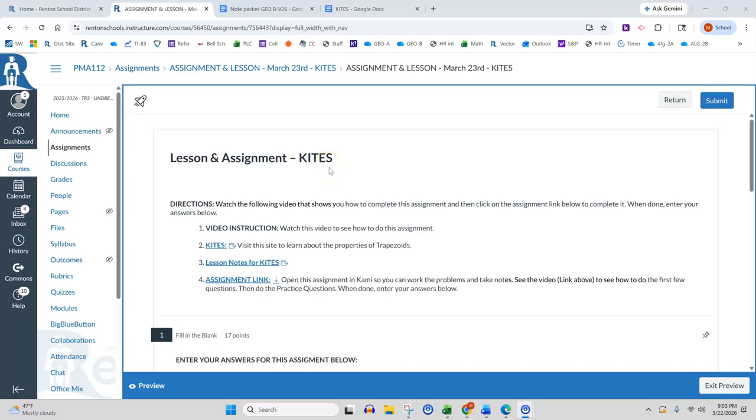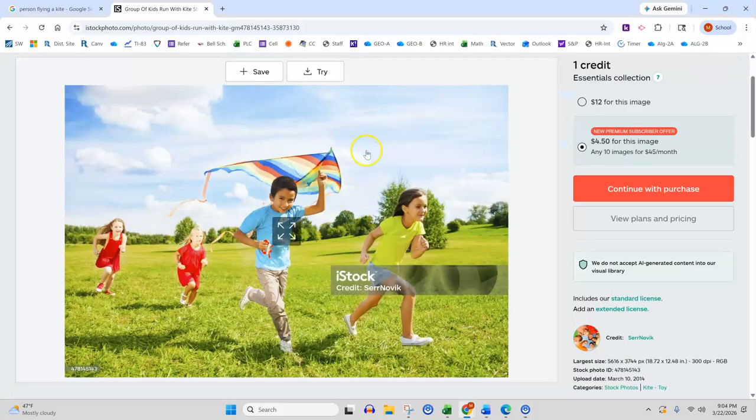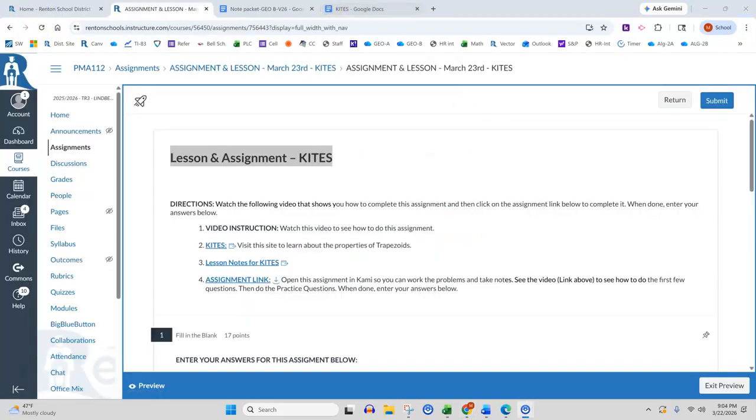Hello, today we are learning about kites, a lesson assignment on kites. I don't know if you've ever flown a kite before, but people try to get it to go up in the air and fly around as long as they can. So hopefully you get the idea.